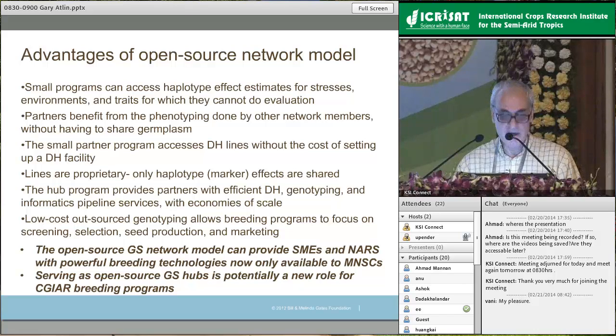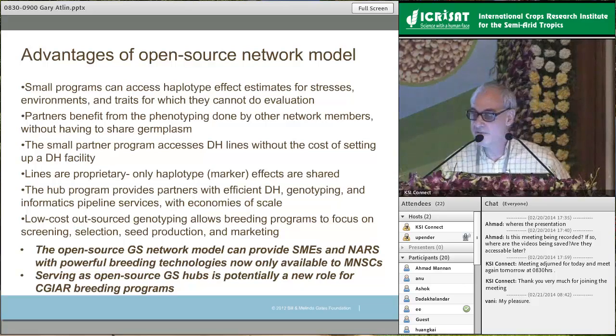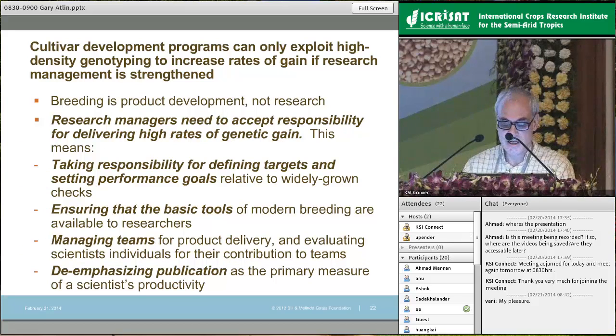And serving as the hub for this type of network, I think, is potentially an important new role for CG breeding programs. But cultivar development programs can only exploit high-density genotypic information to increase rates of gain. I think if we start to be much more serious about research management in our systems, breeding is really product development, not research. Research managers need to accept responsibility for delivering high rates of genetic gains.